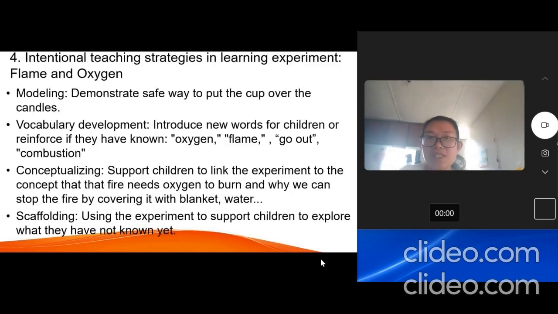Let me talk about the intentional teaching strategies. So I use modeling. When we use the cup to put over the candles, I show them how to use it in a safe way, so that they don't get burnt.